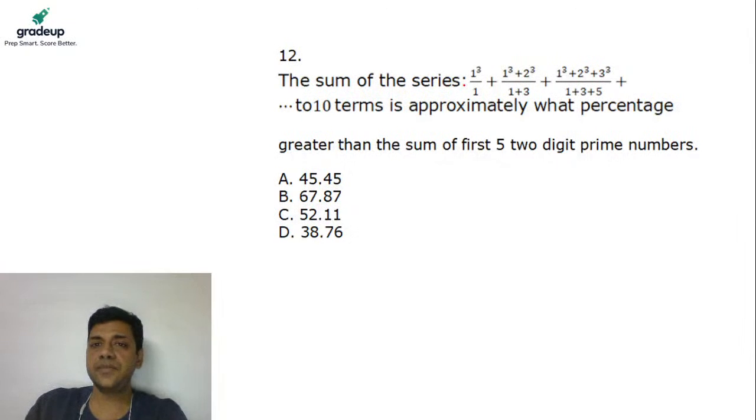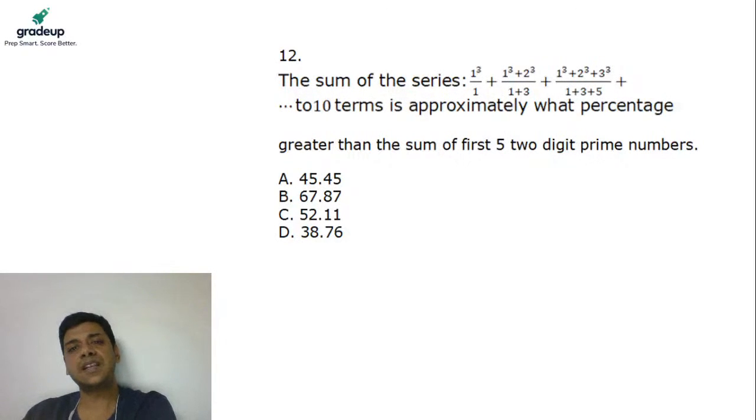This is a series which is 1 cube upon 1, 1 cube plus 2 cube upon 1 plus 3, 1 cube plus 2 cube plus 3 cube upon 1 plus 3 plus 5, and so on and so forth. Now, the sum of this series up to 10 terms is approximately what percentage greater than the sum of the first 5 two-digit prime numbers? Now, first of all, what is your series?